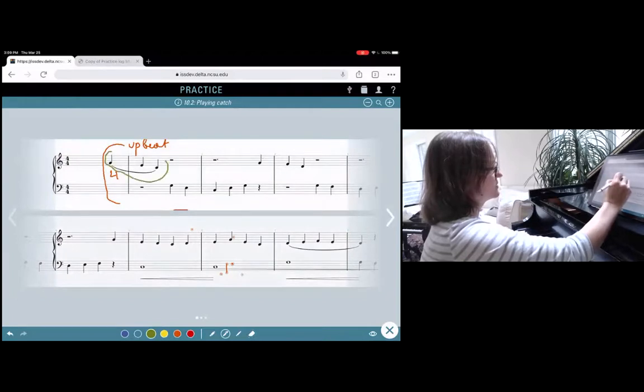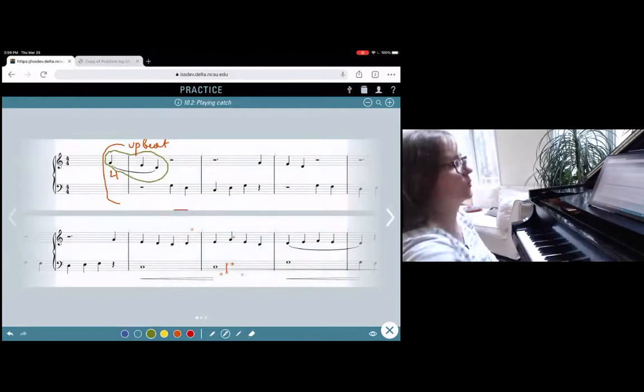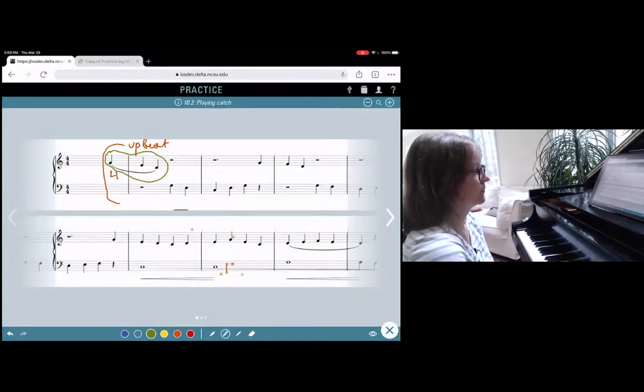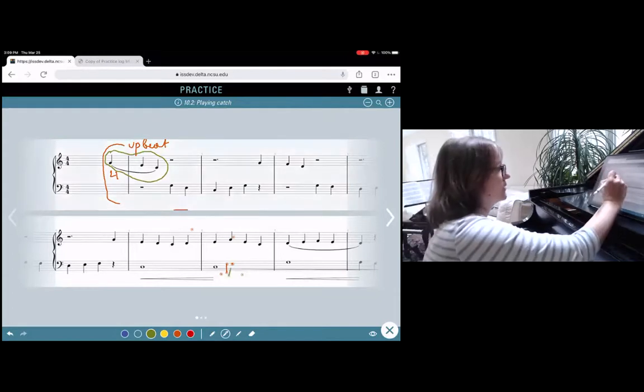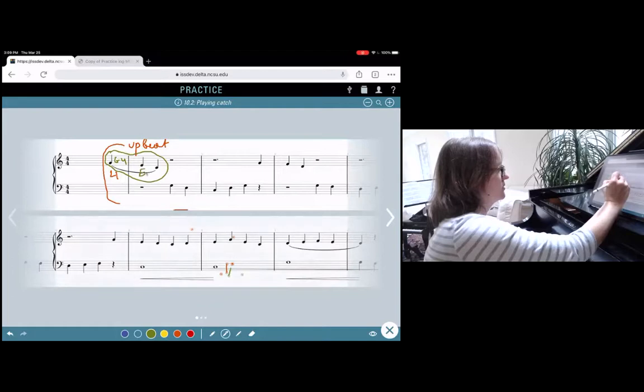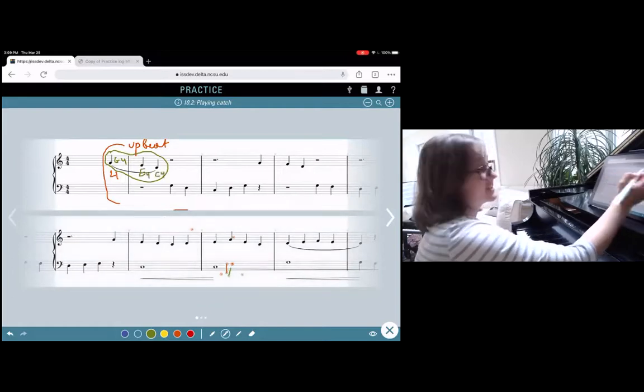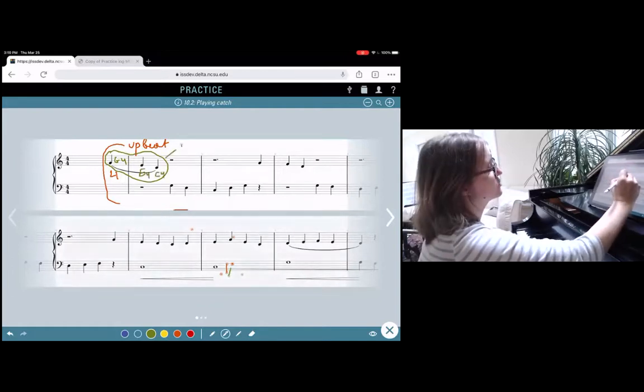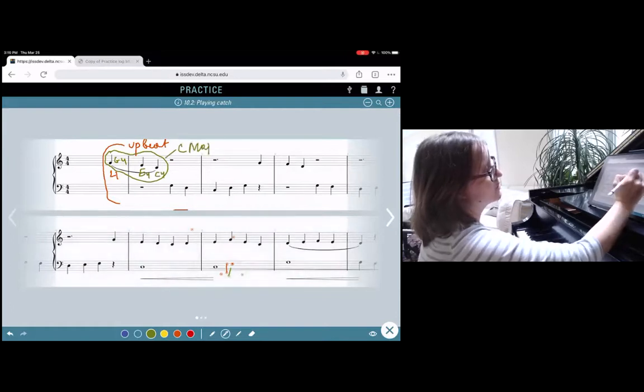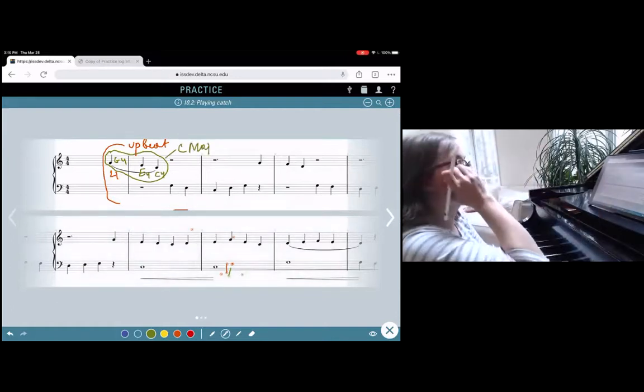Can you look at these 3 notes and tell me what they make all together? This one will be a G4, an E4, and a C4. So it's a C major chord. It's a C major chord, but it's upside down, right? And it's with melodic intervals.